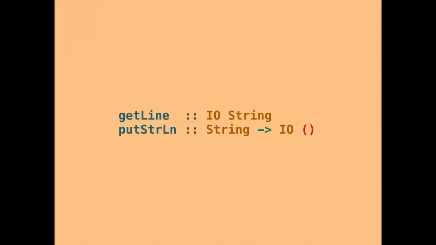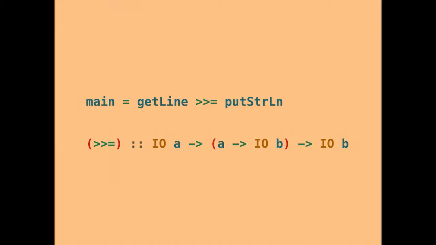So then how do we put these things together, right? If we want to write a program that reads a line and then prints it again, how do we put them together? Well, Haskell has functions to combine IO programs as first class citizens. So to combine getLine and putStringLine here, this is a program that will read a single line from the console and then echo that line back out. And this operator here is pronounced bind. And bind has this type that it takes an IO of A, getLine is IO string, and it will take a function from A to IO B.